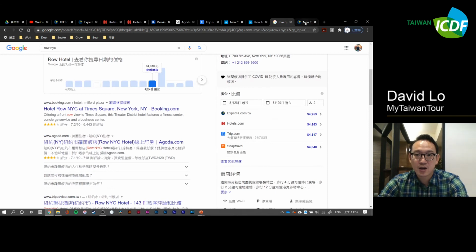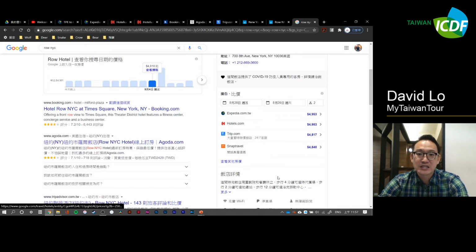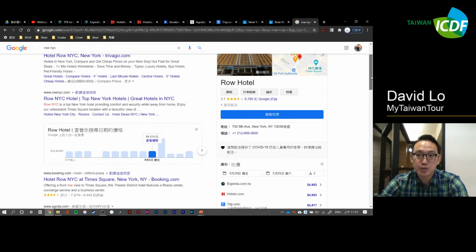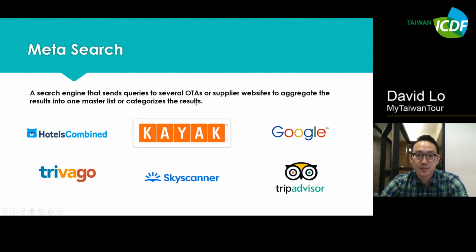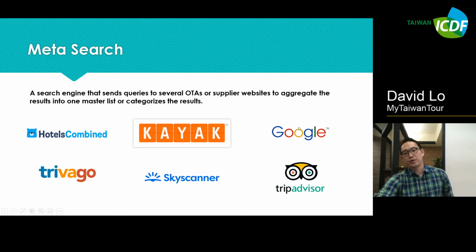Nowadays, more and more people are using Google Hotel Finder directly, because once you know which hotel you want to stay at, then you can compare the prices here. So that's why I'm putting Google here.